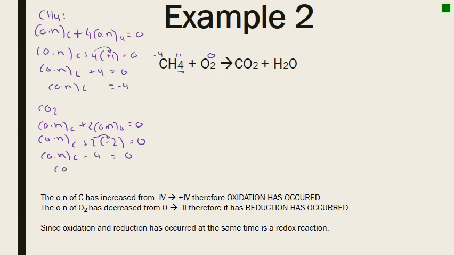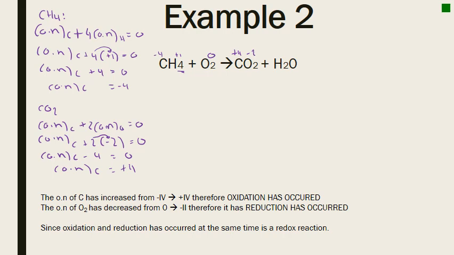So the oxidation number for carbon equals +4. So the oxidation number for carbon here is +4, and the oxidation number for oxygen is -2.